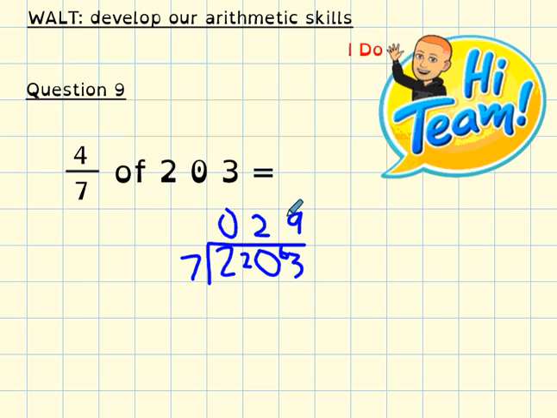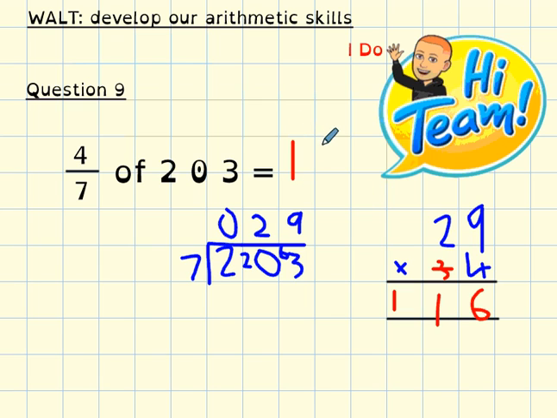I do that times the numerator, which in this case is 4. You might be able to do it in your head mentally, or you might want to use the column method for multiplication. Either method will be fine. 9 times 4 is 36. 4 times 2 is 8. Add on my 3 is 11. My final answer is 116.